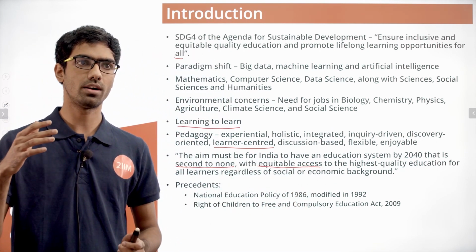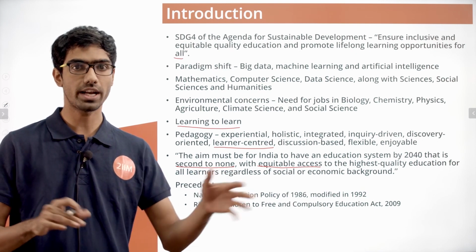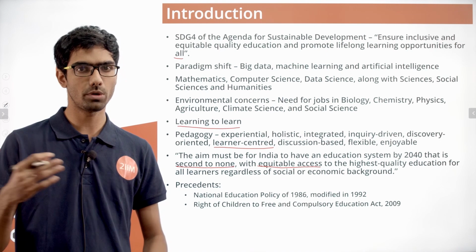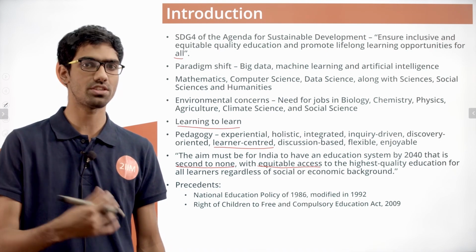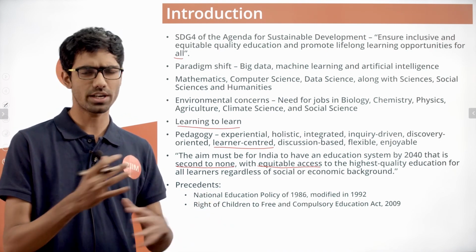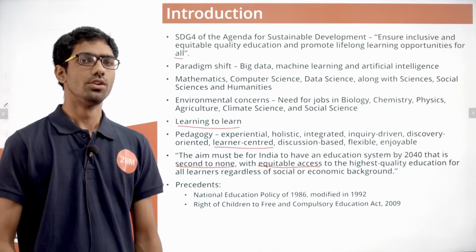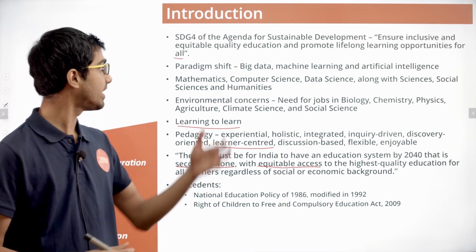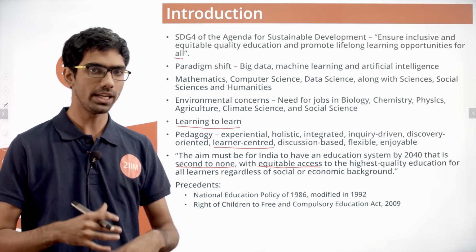We've always, various political parties, irrespective of which side of the spectrum they are on, right or left, have always tried their best to ensure equitable access to education for our children, and this policy also tries to continue on that line. So there are a few precedents as to why this national education policy lays down these principles and why it comes to being now.